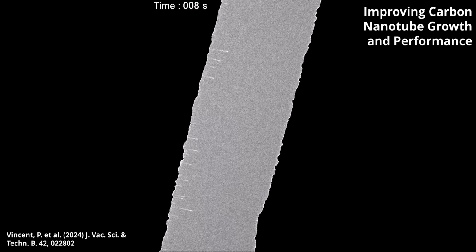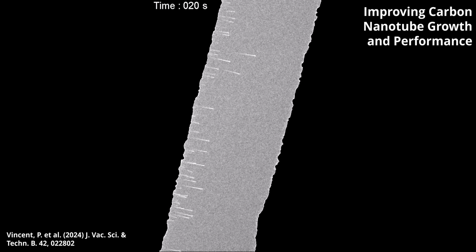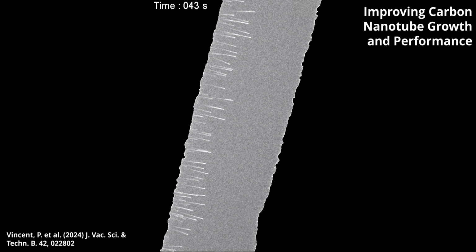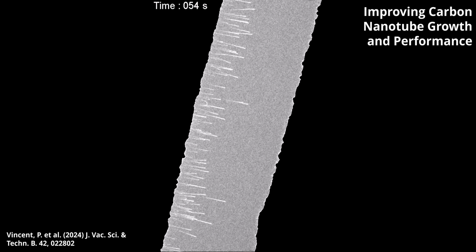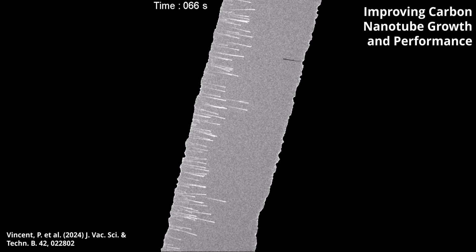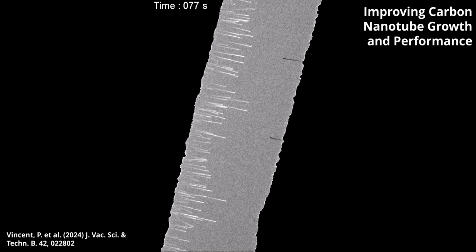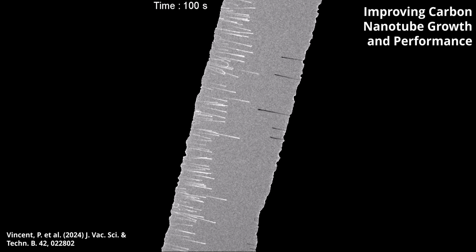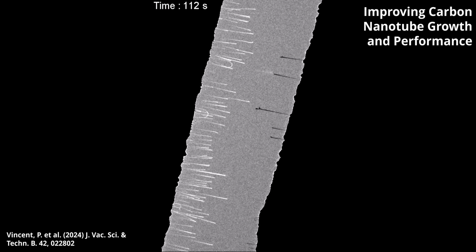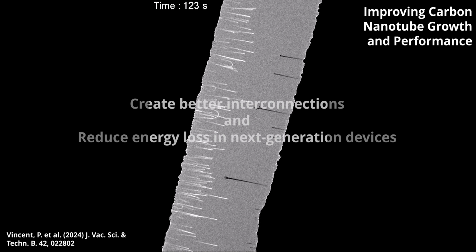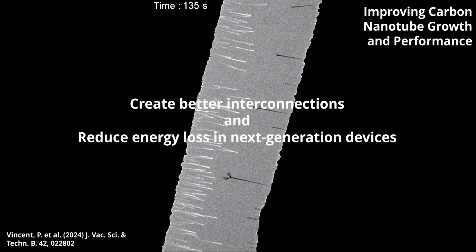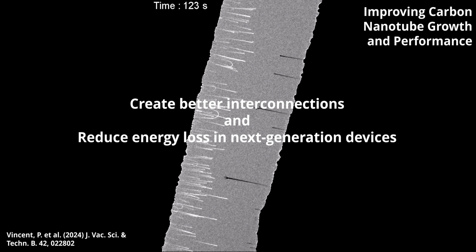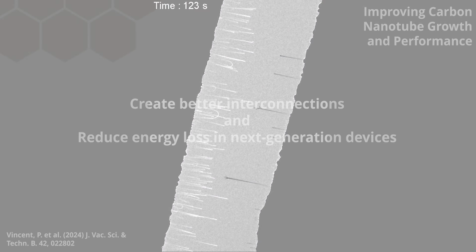Similarly, it is of high importance to optimize the growth of carbon nanotubes, CNTs, so that their electron field emission source can be used in space propulsion systems. By applying electric fields during synthesis and observing the process in real time with in situ TEM, researchers have discovered how to improve CNT growth and performance. These findings help create better interconnections and reduce energy loss in next-generation devices, directly supporting further miniaturization.